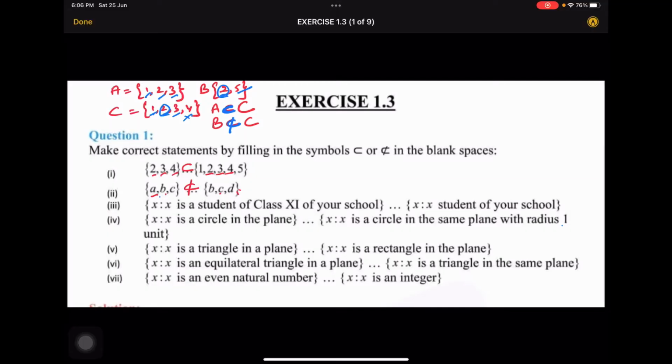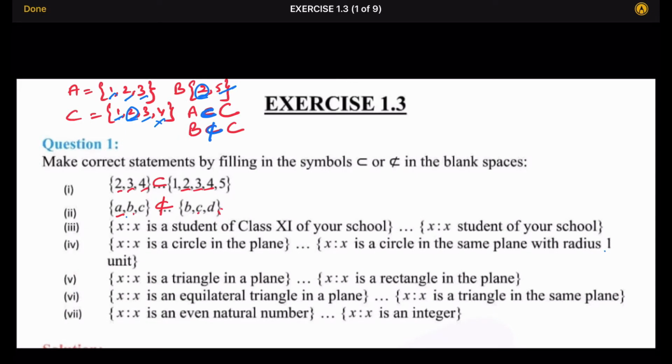Now next, third one, X such that X is a student of class 11 of your school, dash X such that X is a student of your school. So now definitely you know that students of class 9 will definitely be a subset of students of your school, because under the school you have all the sections, from class 1 to class 12. So therefore students of class 12 will definitely be a subset of students of your school.